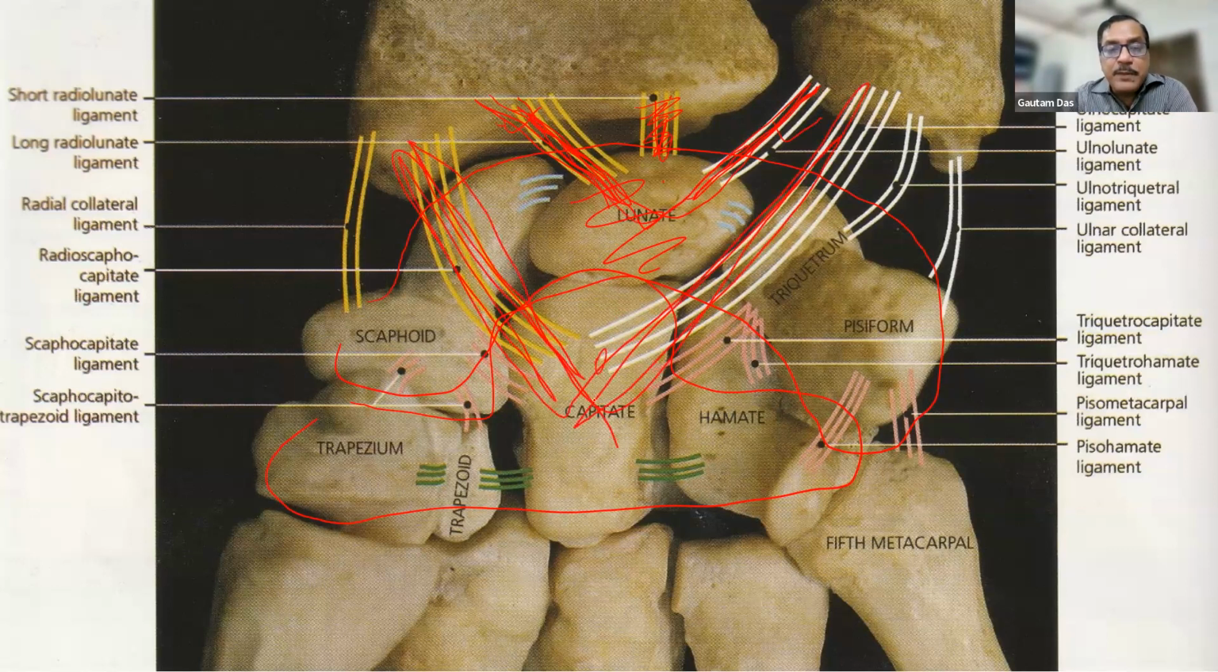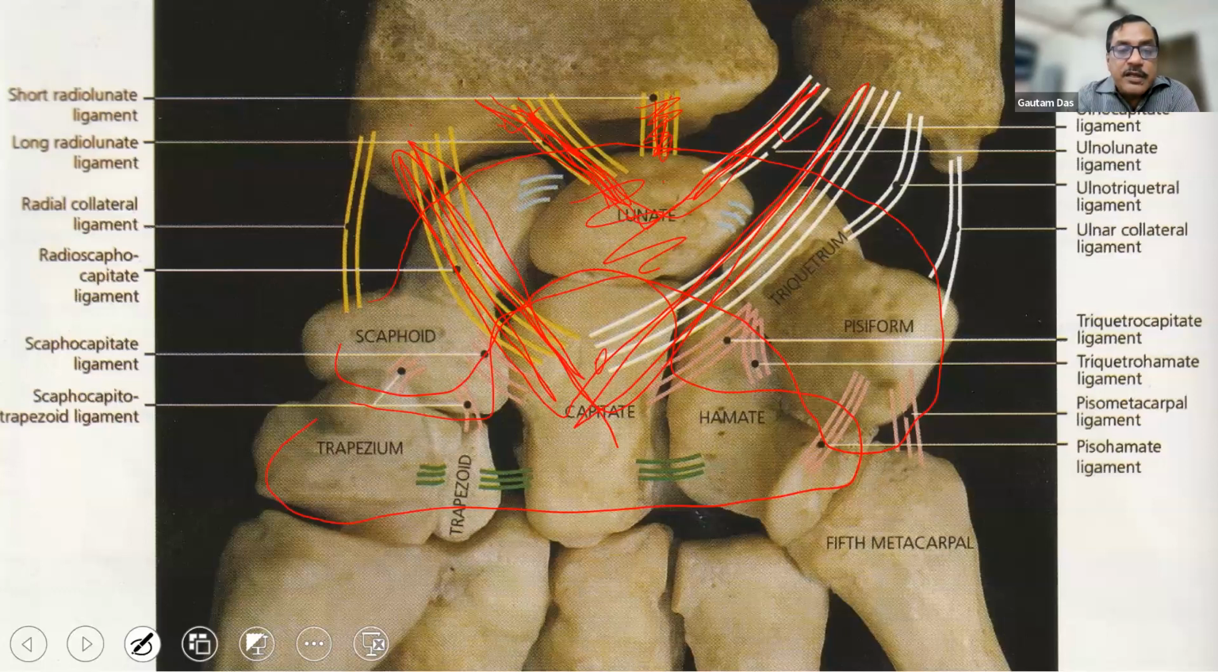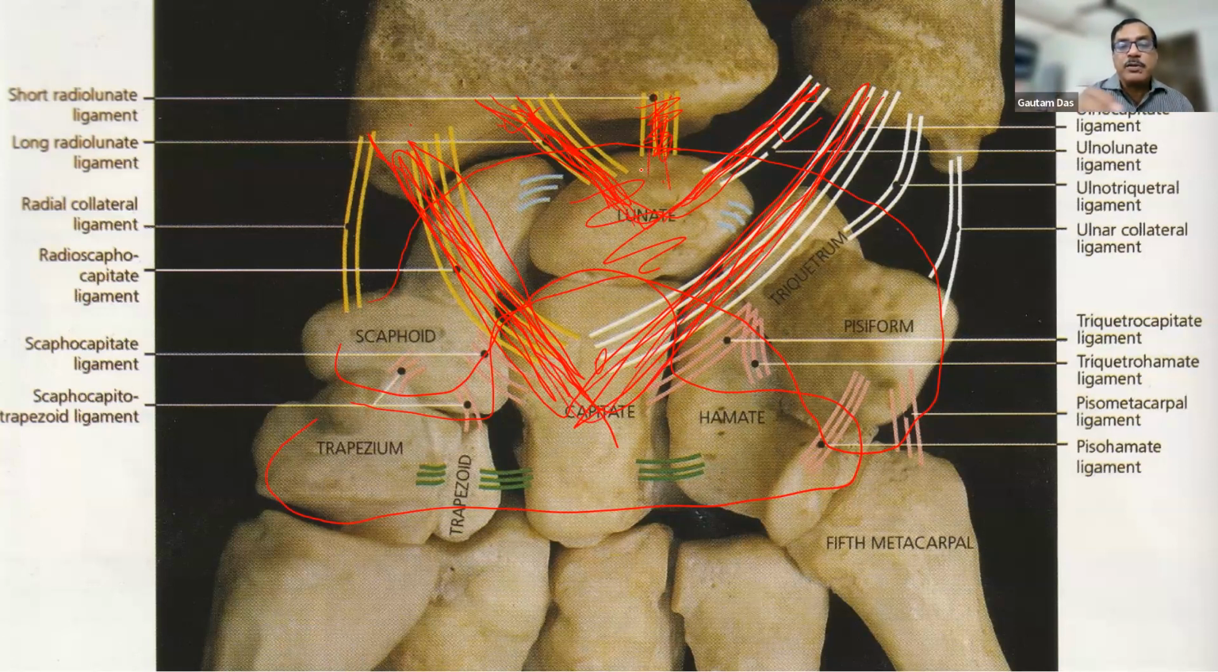So between the capitate and the radius, there is a bone in between, the scaphoid. So it will be the radioscaphocapitate ligament. This is the smaller part of the V. And on this side, what will be there? Ulnocapitate ligament. So this is the other part of the V. So we'll be able to see 1, 2, 3, 4 arms of the V, one small V, one bigger V, and we'll be able to see this short radiolunate ligament.